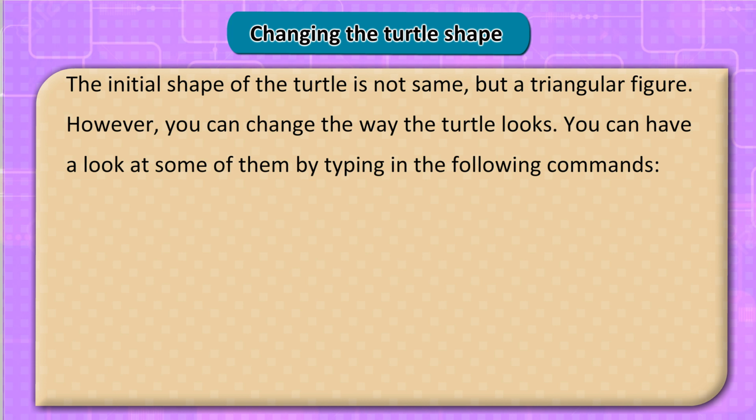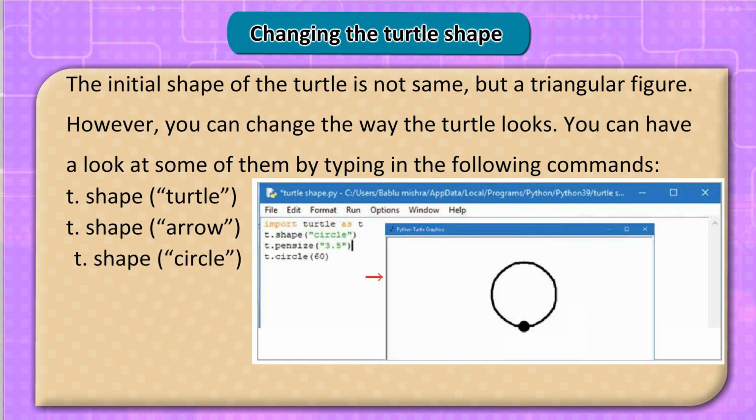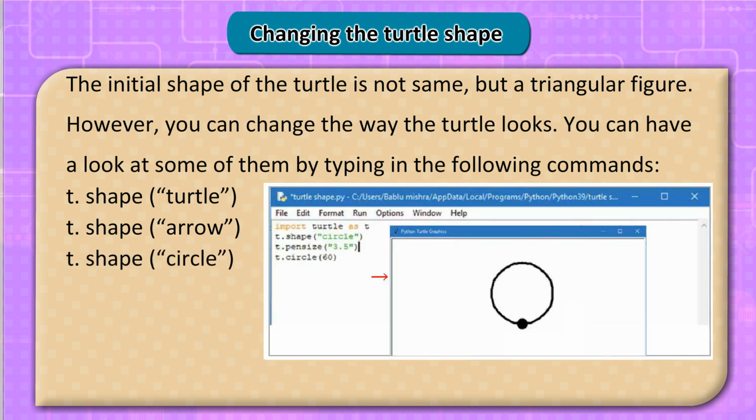Changing the turtle shape. The initial shape of the turtle is not same, but a triangular figure. However, you can change the way the turtle looks. You can have a look at some of them by typing in the following commands. T.shape(turtle). T.shape(arrow). T.shape(circle).